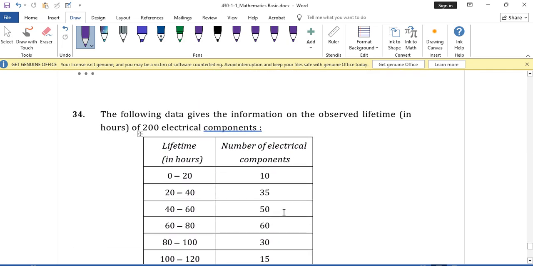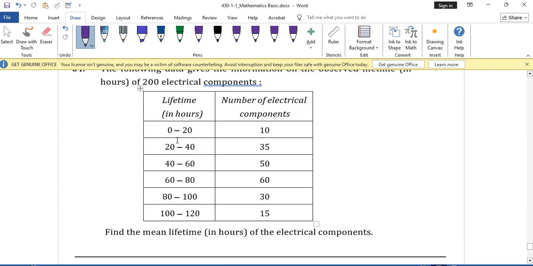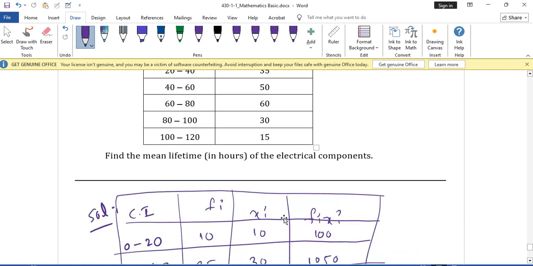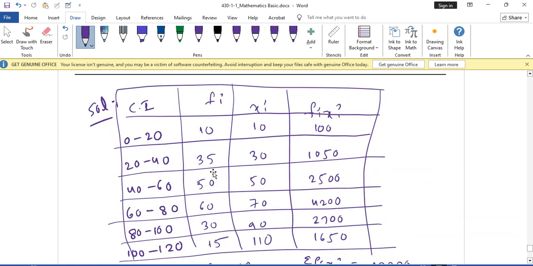Next, last question. The following data gives the information on the observed lifetimes. Find the mean of the following data. Here they given class intervals and frequency fi. To find the xi value, add 0 plus 20, that is 20, 20 by 2 means 10. And the difference is 20, so add 20 to each and every number: 10, 30, 50, 70, 90, 110.